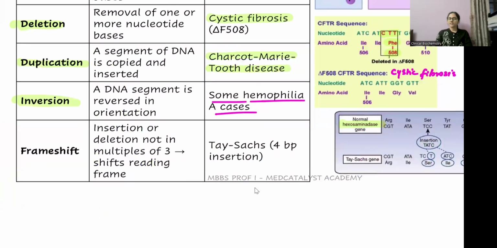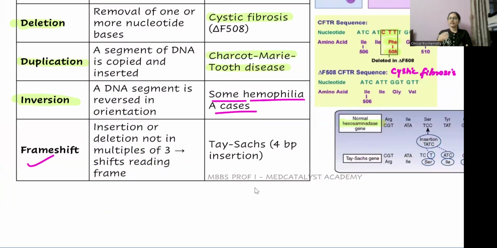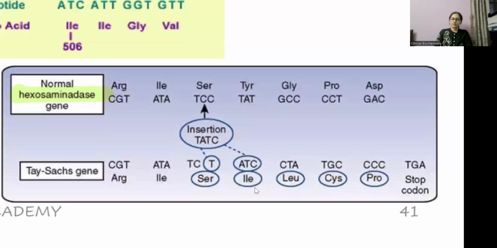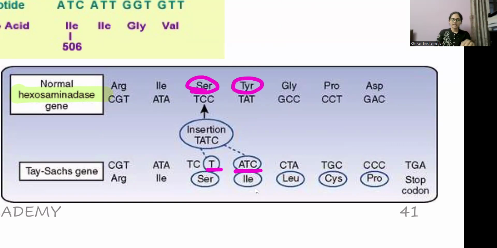Next is frame shift mutation, which is again important. So as we saw, there is no overlapping, there is no punctuation. These are the characteristics of genetic code, right? So what should happen? That is the characteristic of the genetic code. But what happens when some insertion or deletion has happened in that gene? Yes, look at this Tay-Sachs. Now, 4 base pairs are getting inserted here. So now what happens? Look at the amino acid sequence in a normal hexosaminidase gene. There is serine followed by tyrosine. But as in Tay-Sachs gene, since there is insertion of these 4 base pairs, what has now happened?